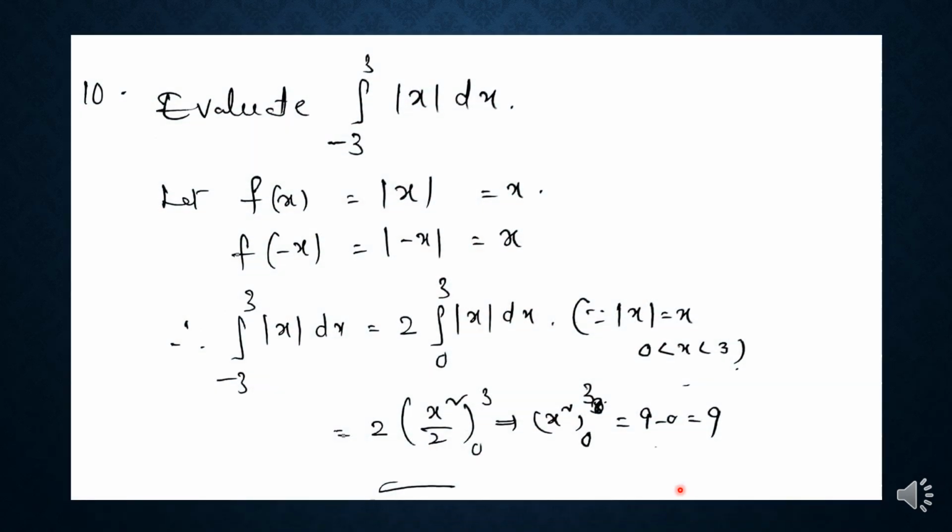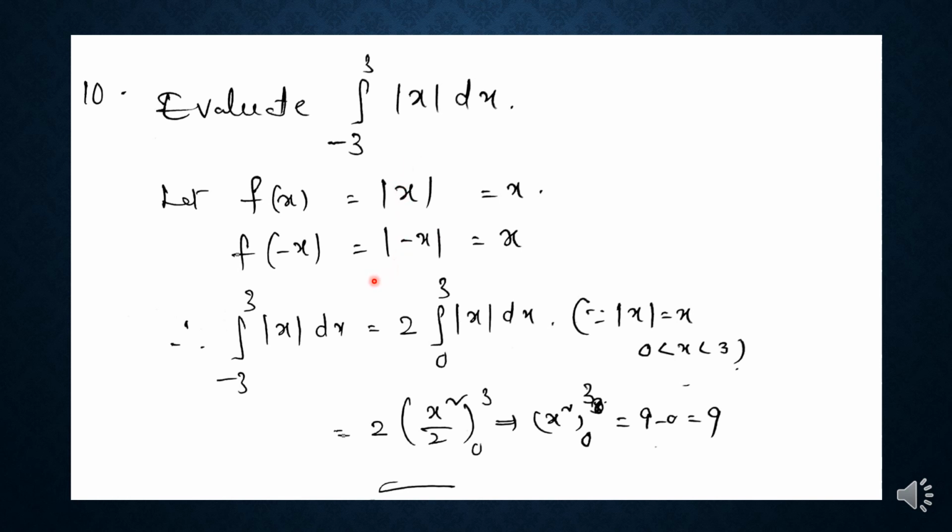Coming to the next. Evaluate integral minus 3 to 3 mod x dx, the mod function. The mod function is always an even function. Let f of x is equal to mod x. Here f of minus x is equal to mod of minus x, which is plus x only. So here f of x is equal to f of minus x. So the given function is an even function.